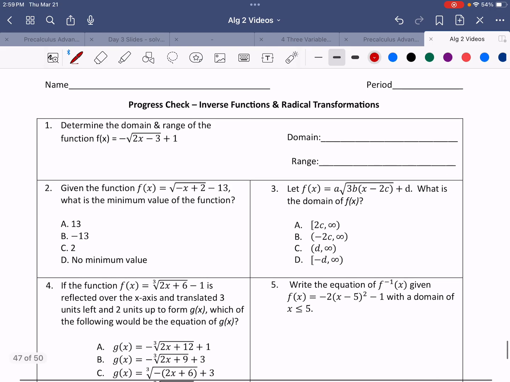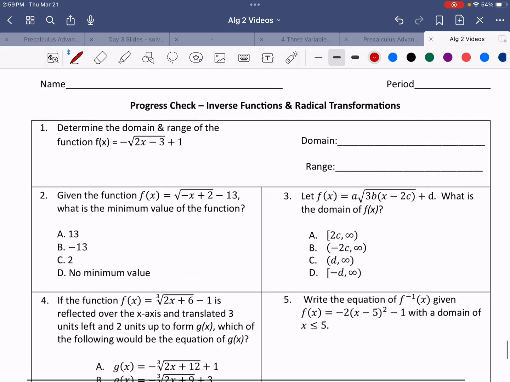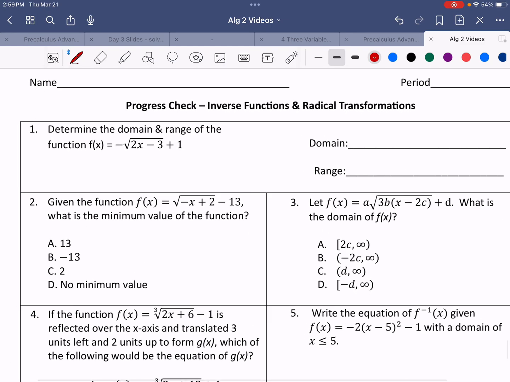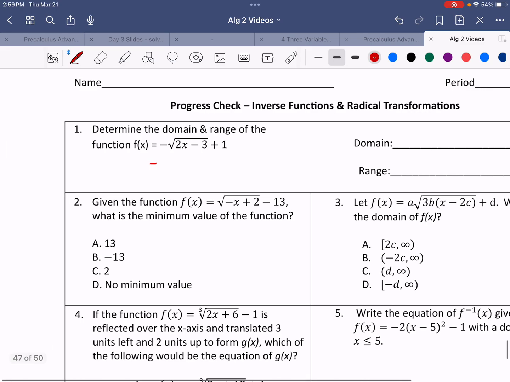This says determine the domain and range of the function. It's a negative square root function. You don't have to do a whole transformation table. I didn't give you that kind of space, but we need to know which way the graph shifted and which way the graph points. So we need to look at our transformation, specifically our shifts. So I'm going to factor this 2 out from the middle.